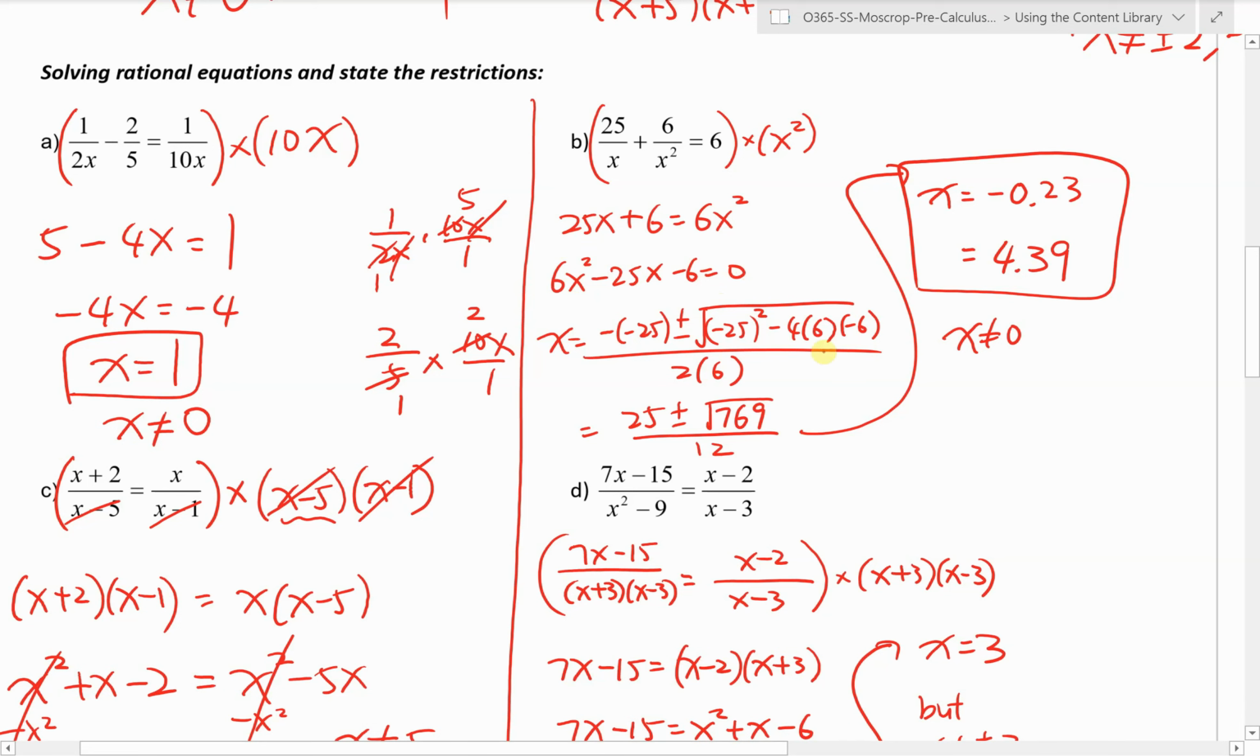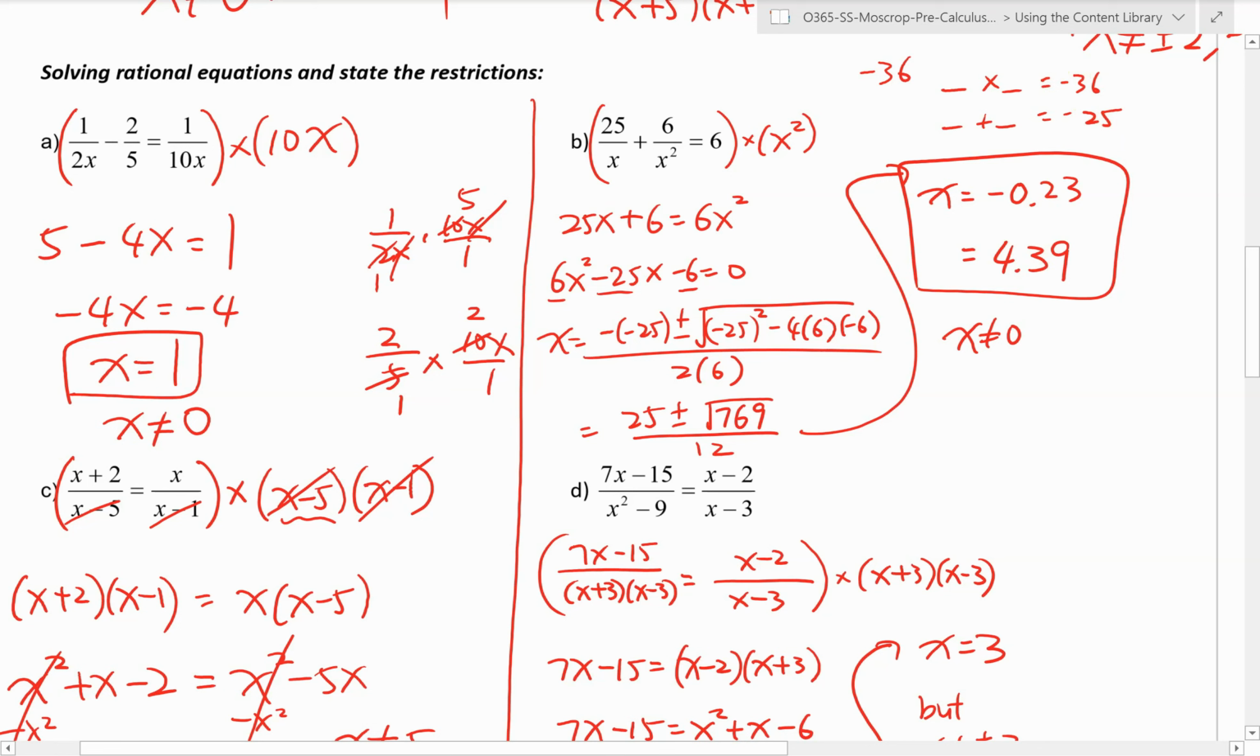Some people ask me, how do you tell if it's factorable or not? What you do is you multiply 6 with negative 6, you get negative 36. You think of two numbers that multiply to negative 36, and these two numbers add to negative 25, which is the middle term. If there is no such combination, then it's definitely not factorable. If there is a combination that will work, then it's factorable. This one is not factorable. Nothing multiplies to negative 36 and adds to negative 25. That's just not possible. Therefore, you need to use the quadratic formula, and this is what you should get.